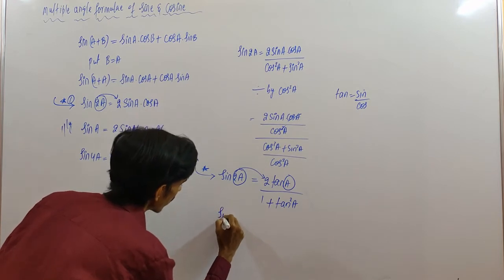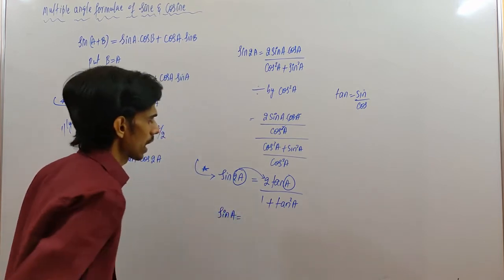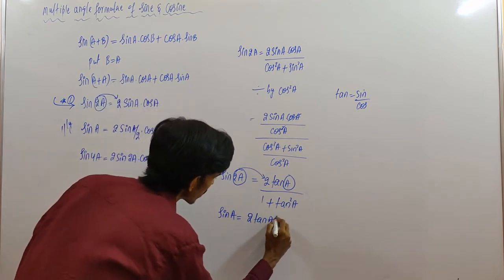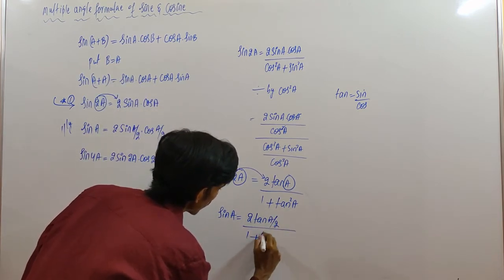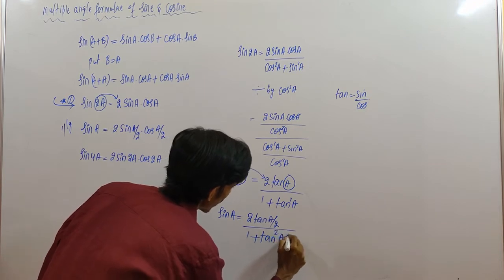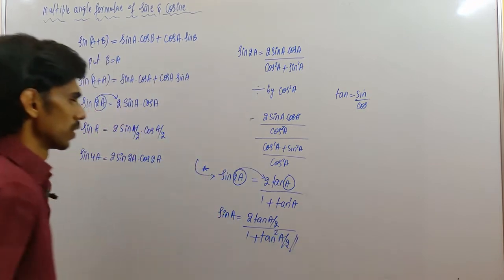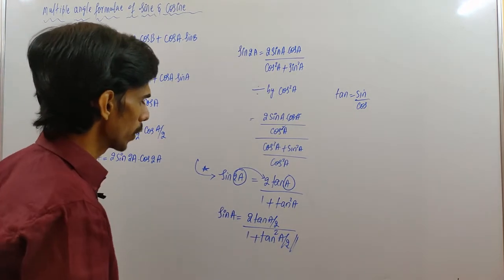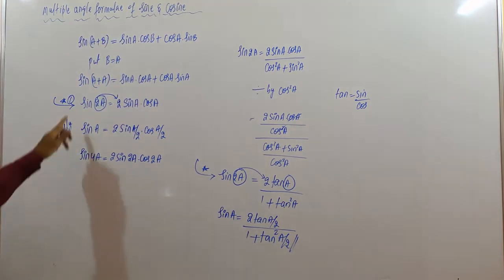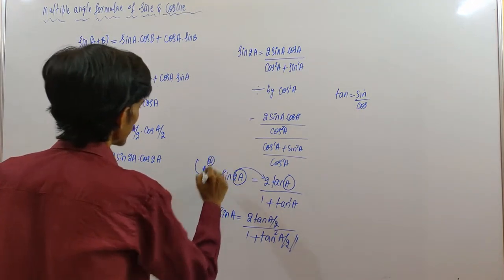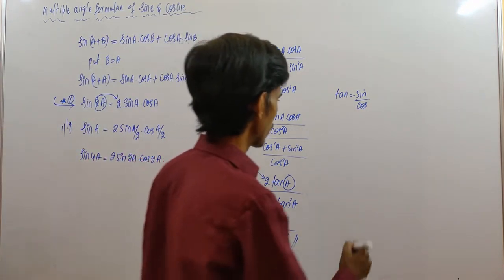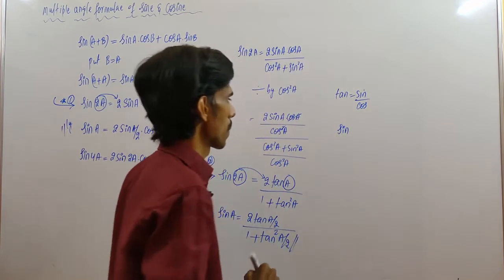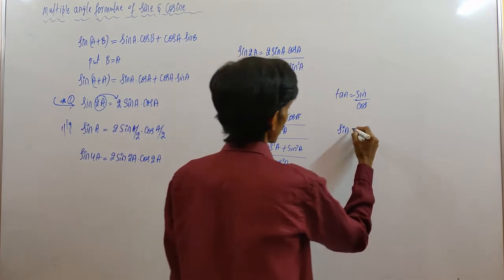Similarly, we can have the sin A formula. Sin A is 2 tan A by 2 divided by 1 plus tan square A by 2. So this is one of the important formulas: sin A equals 2 tan A by 2 divided by 1 plus tan square A by 2. We have this, and the second formula is this. Also we can derive the sin 3A value.